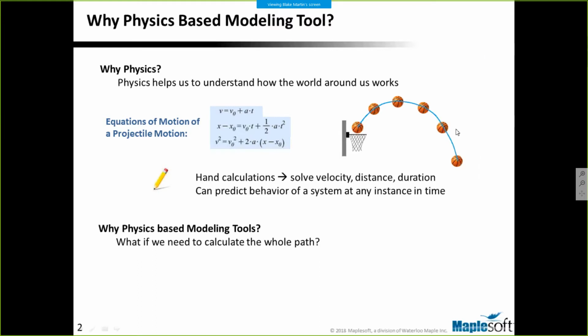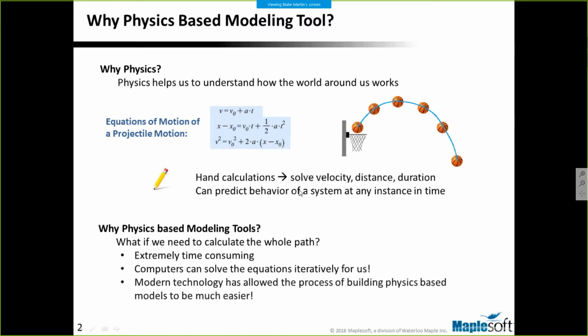Instead of just these single locations, we want to know this line here and where the ball will be as a function of time, and not just at certain times. Well, this would be extremely time-consuming. Computers can solve these equations iteratively for us, so why not? And modern technology has allowed the process of building physics-based models to be much easier.